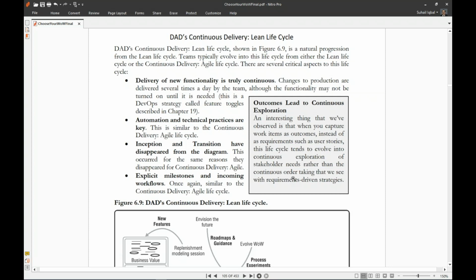Inception and transition have disappeared from the diagram. This occurred for the same reasons they disappeared in the continuous delivery agile life cycle. Explicit milestones and incoming workflows, once again similar to the continuous delivery agile life cycle. So outcomes lead to continuous exploration. An interesting thing that we have observed is that when you capture work items as outcomes instead of as requirements, such as user stories, this life cycle tends to evolve into continuous exploration of stakeholder needs rather than the continuous order taking that we see with requirements driven strategies.